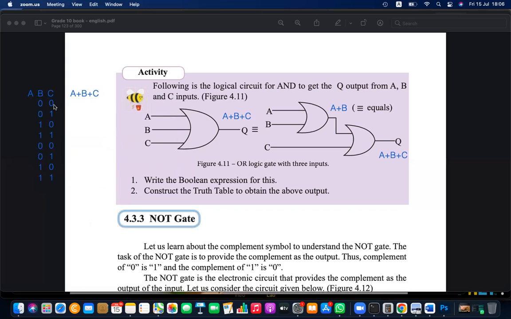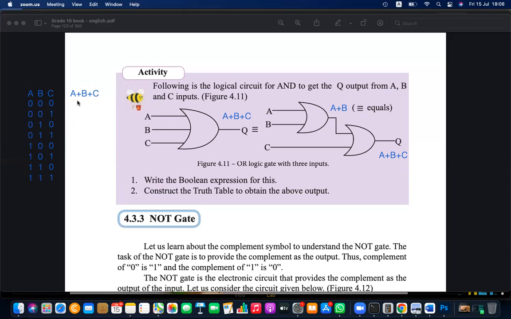So the first one is 0, 1, 0, 1, 0, 1, 0. The second one is 00, 11, 00, 11. Third one is 4 zeros and 4 ones. That is the third one, right? So this is the input part of the truth table. The output part you already know.